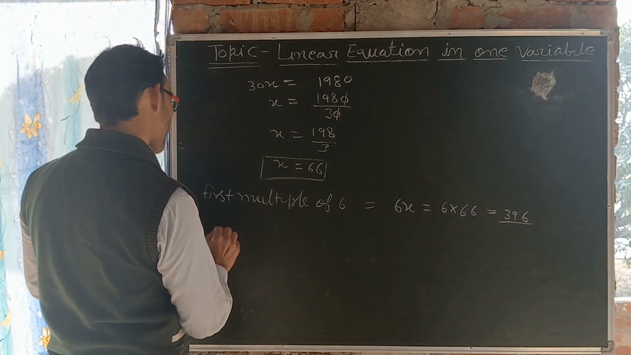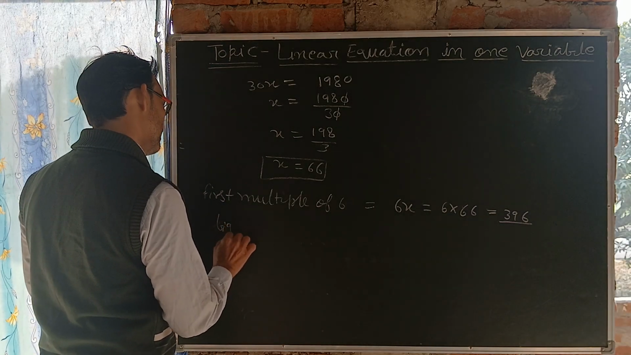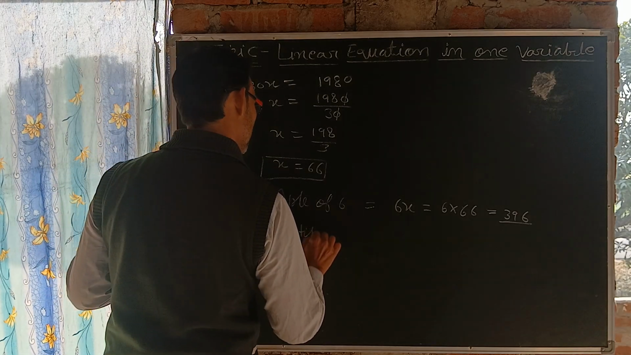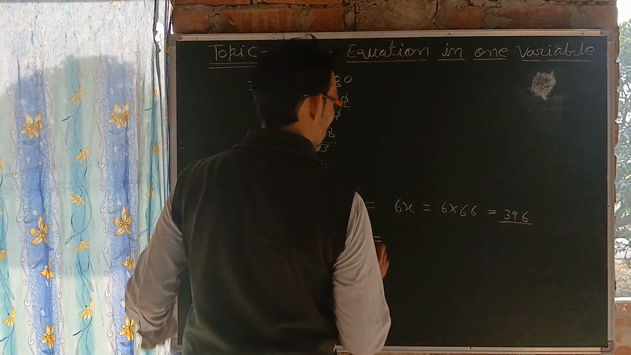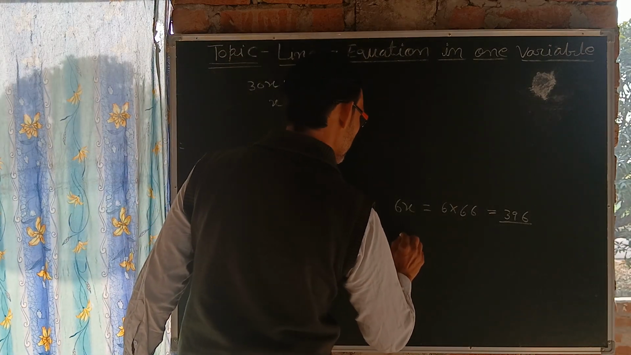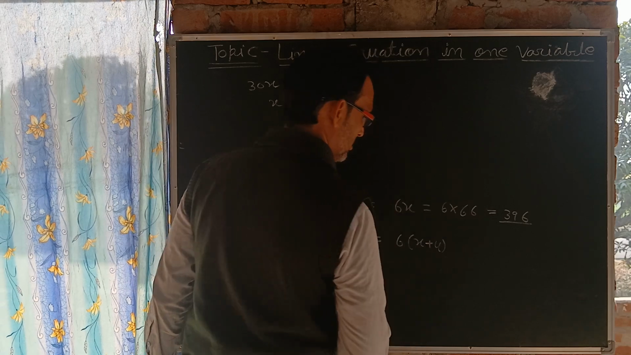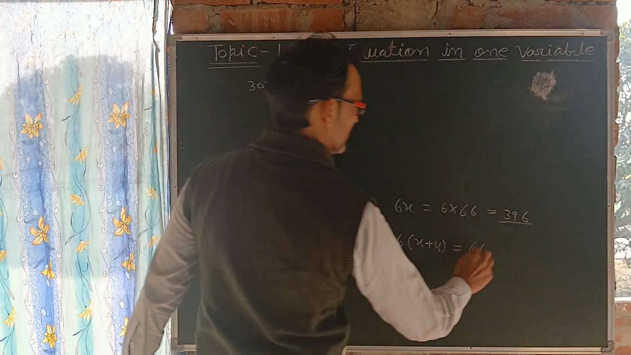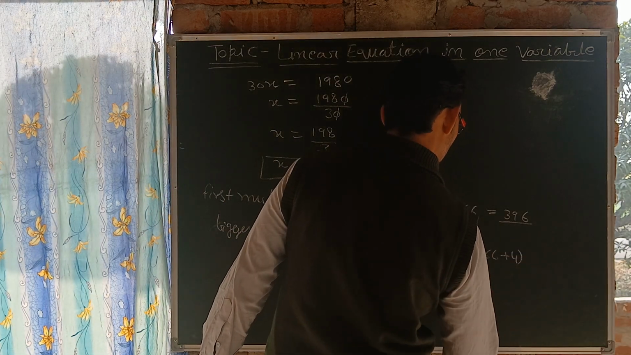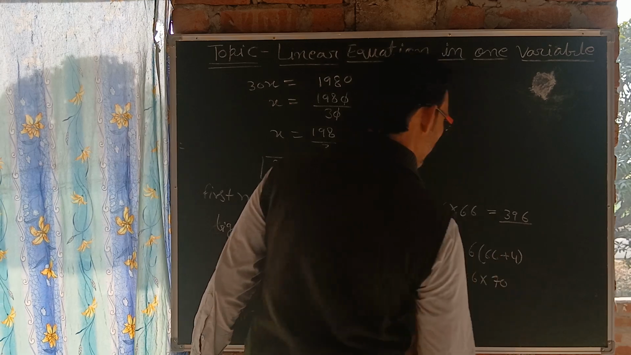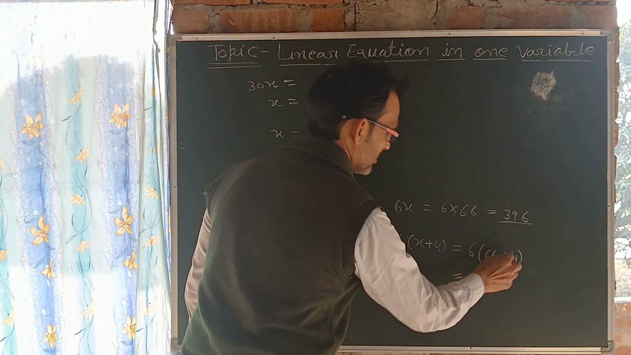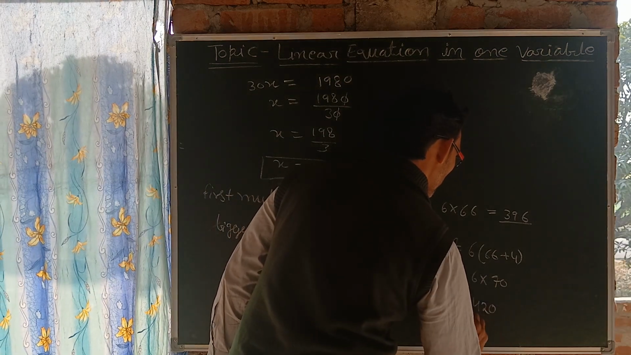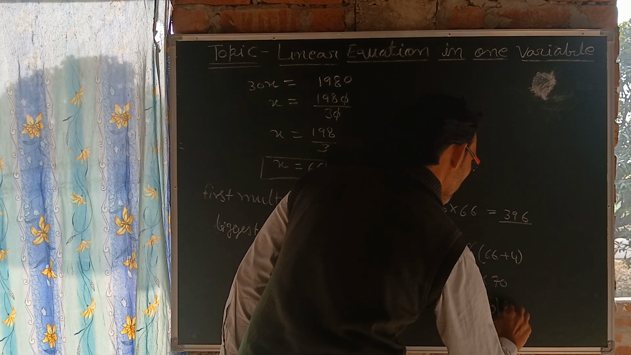So the biggest multiple of 6 is equal to what? It was 6 bracket x plus 4. So I will keep the value of x here, that is 66. 66 plus 4, how much? It will be 6 into 70. I add this 66 plus 4. Now 6 sevens are 42. It will be 420. 420 will be our answer.